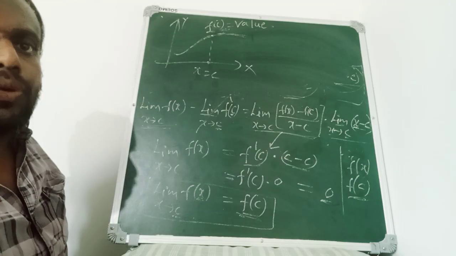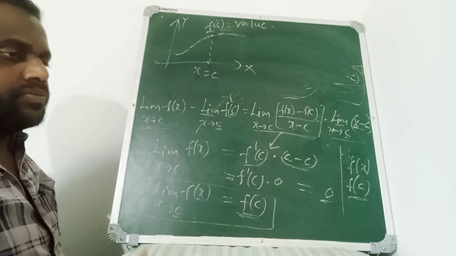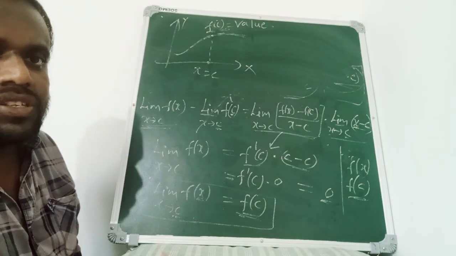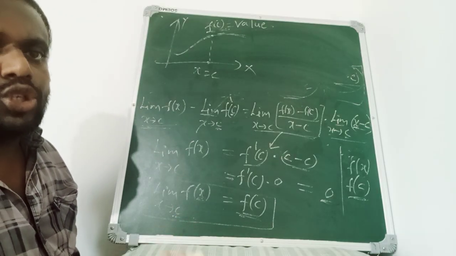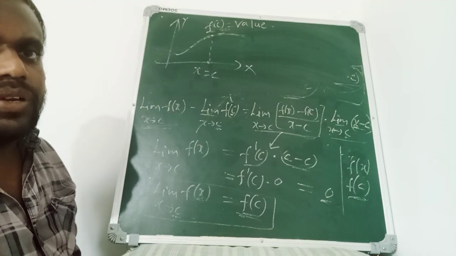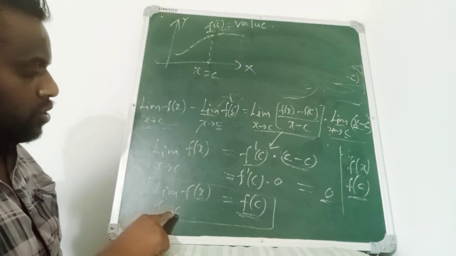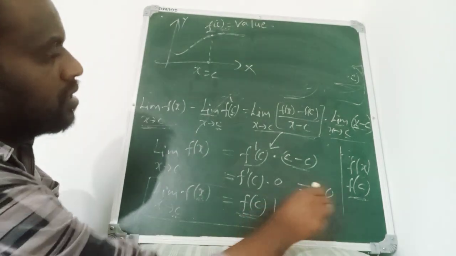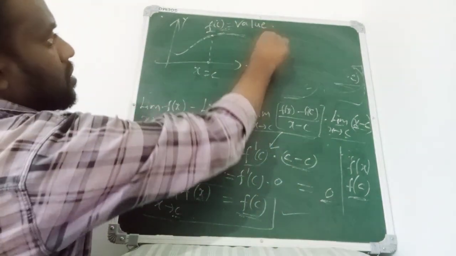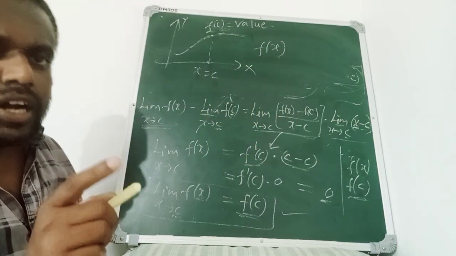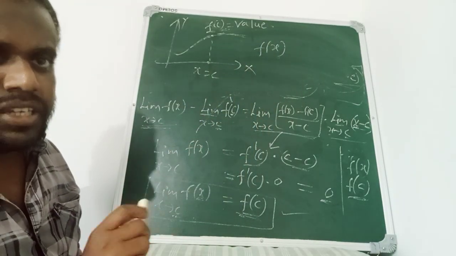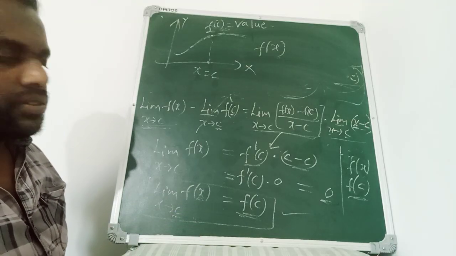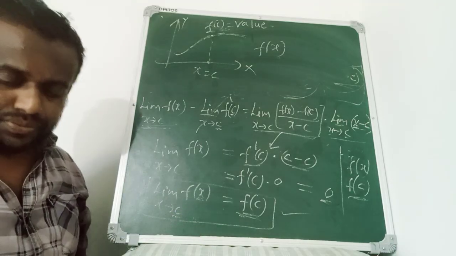So we have proved the theorem. That's all we have to prove. If the function f is differentiable, then we have to show that the function is continuous at the point x equal to c. So we proved this equation tells that this function f of x is continuous at point c when the function is differentiable at point c. Okay, so that is done.